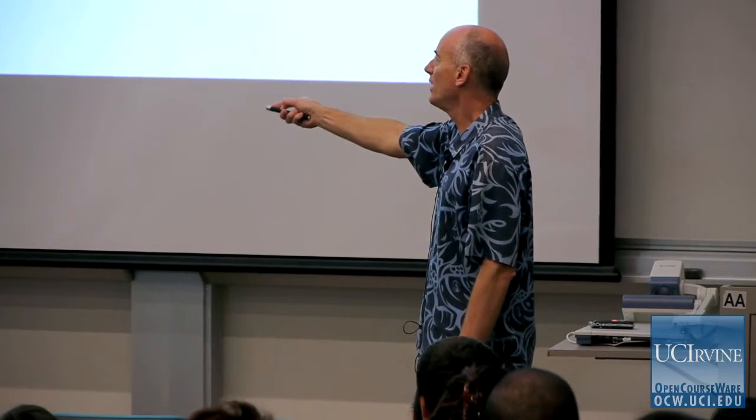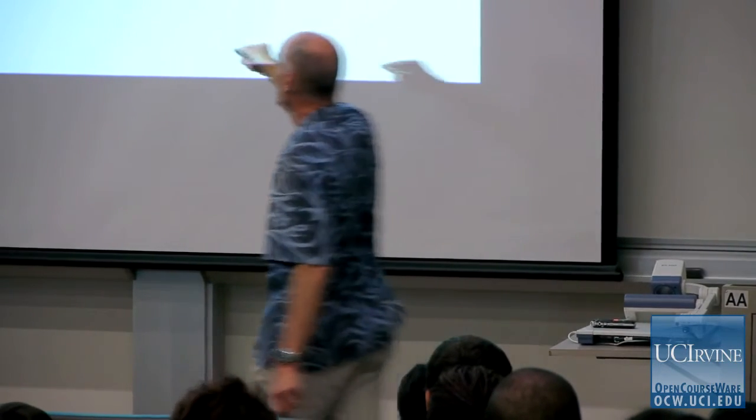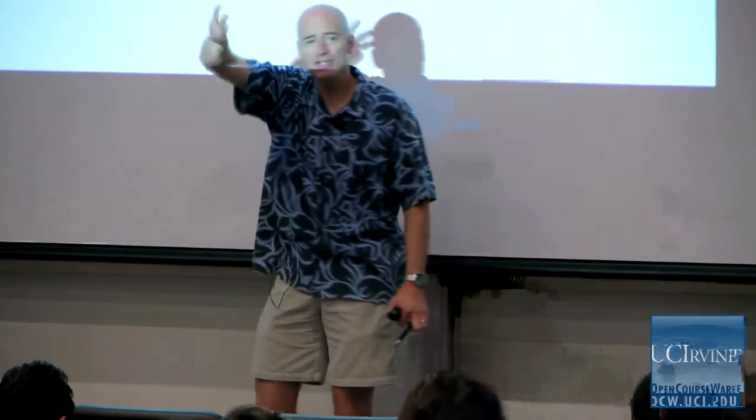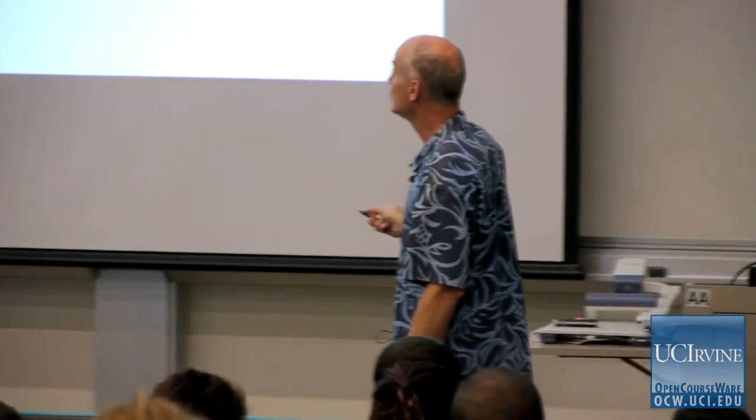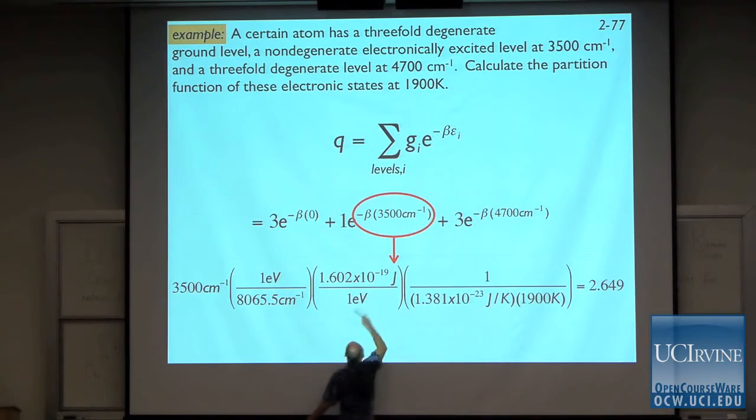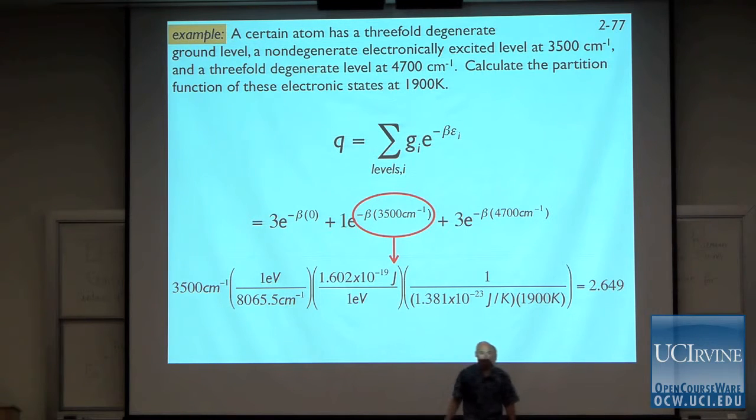For example, 3,500 wave numbers. What is that in joules? Why do I care? Because Boltzmann's constant is almost always 1.381 times 10 to the minus 23 joules per Kelvin. Boltzmann's constant is always in joules, so it's very helpful if the other energies are in joules. Always use 1.381 times 10 to the minus 23 for Boltzmann's constant and change the units of the other stuff. So 3,500 wave numbers, what is that? Go back to your Chem 1 training and make sure that you cancel units and get the right ones.